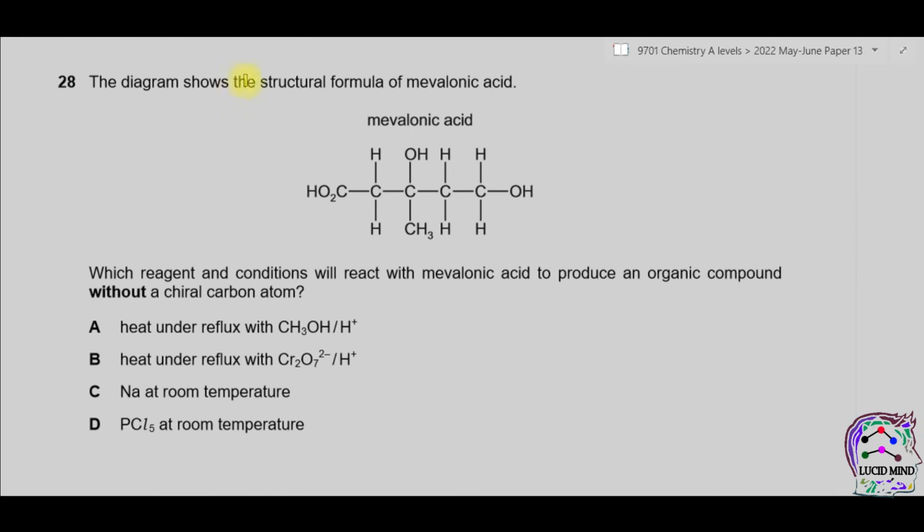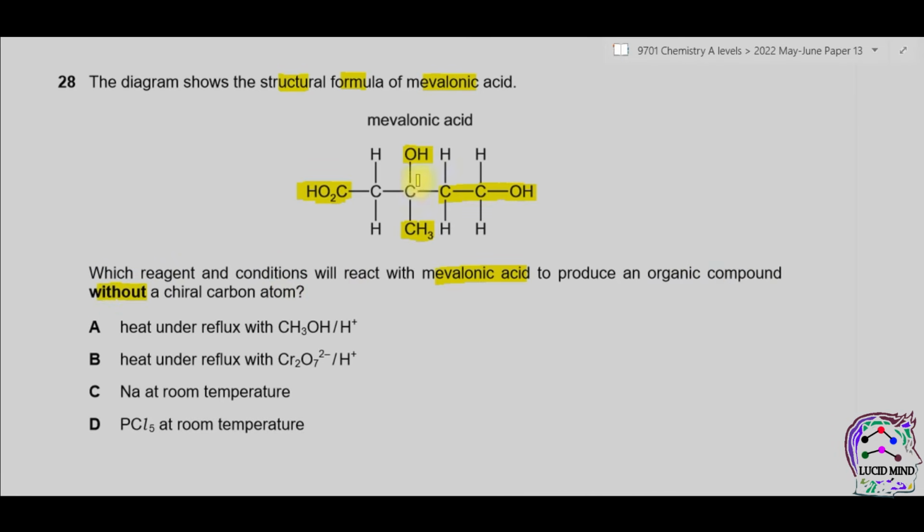Question 28. The diagram shows the structural formula of mevalonic acid. This is mevalonic acid. We can see we have a carboxylic acid, we have an alcohol group, we have CH3, and we have another alcohol group. Which reagents and conditions will react with mevalonic acid to produce an organic compound without a chiral carbon atom?